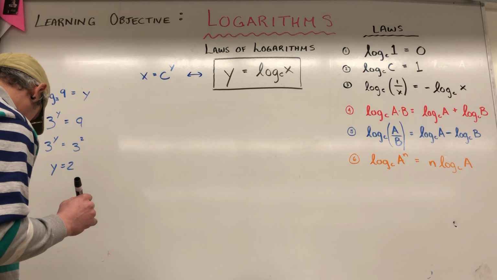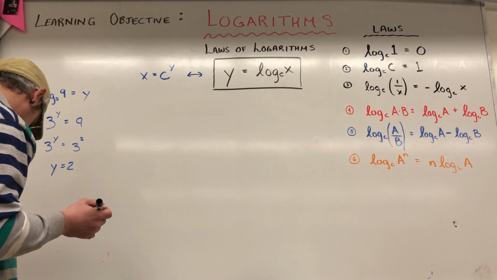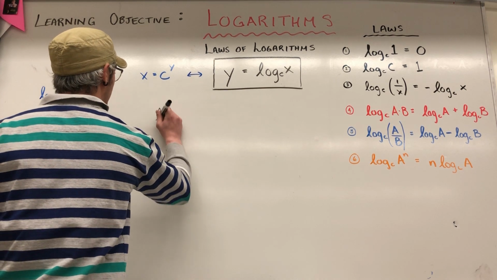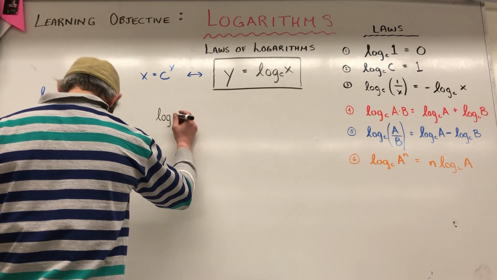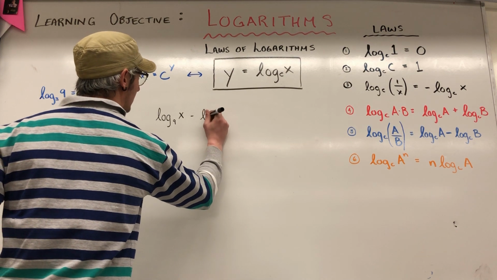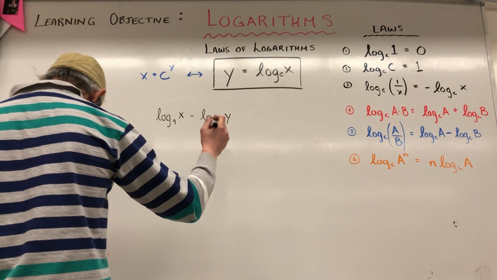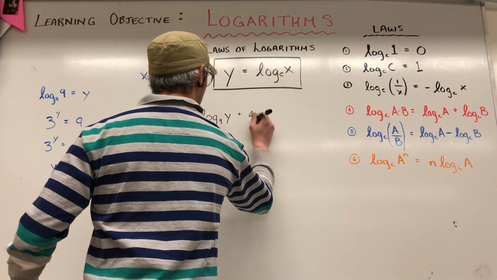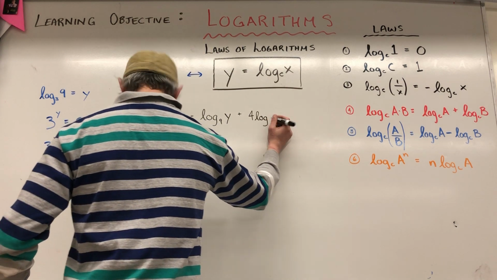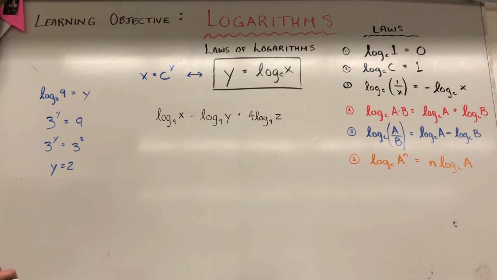All right. I'll do a couple more here. We want to write this as a single logarithm. So I've got log base 9 of x minus log base 9 of y plus 4 log base 9 of z. Okay, and they want us to write this as a single logarithm.